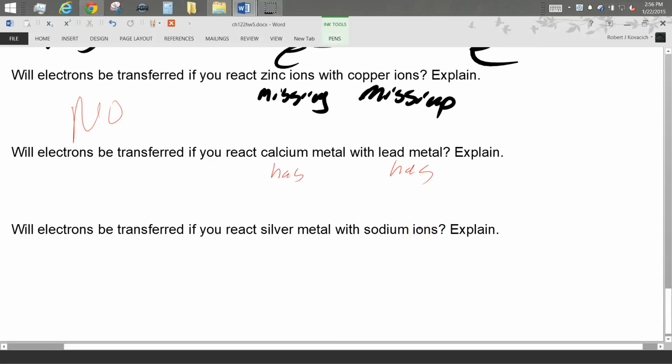And then our last instance here, I've got silver that has its electrons, and I've got sodium that is missing its electrons. This is an instance where something could happen, except in this case, the one who's got his electrons is lower on the list. So this would be like trying to charge a fully charged battery using a dead battery. The fully charged battery doesn't need it, and the dead battery doesn't have anything to give anyway. So no and no. Are we good with that?